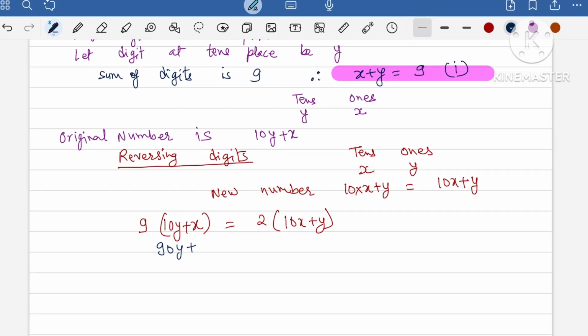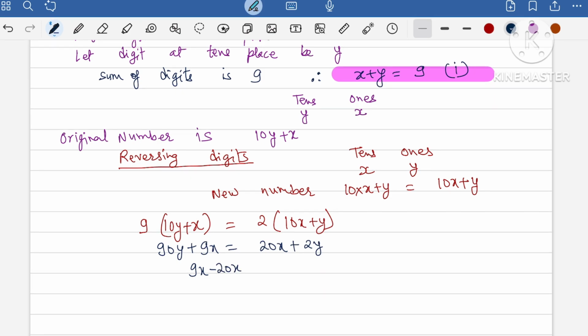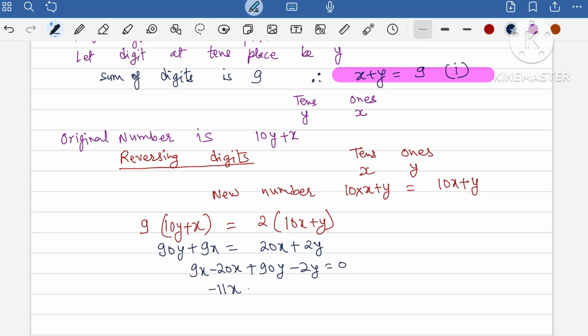Now we simplify it. 9 into 10y is 90y, 9 into x is 9x, is equal to 2 into 10x, 20x, 2 into y, 2y. So we take all this to the left hand side, so it becomes 9x minus 20x plus 90y minus 2y is equal to 0. 9x minus 20x is minus 11x, 90y minus 2y is 88y, so minus 11x plus 88y is equal to 0.